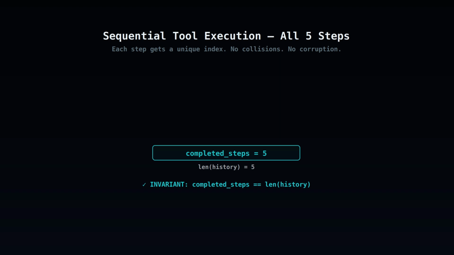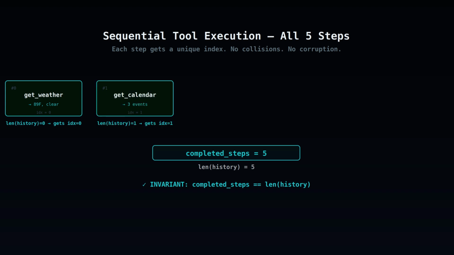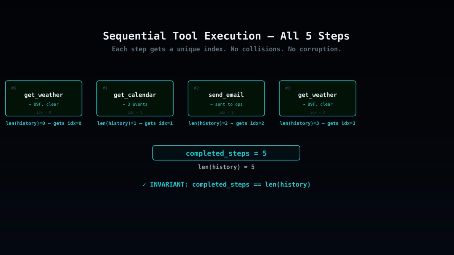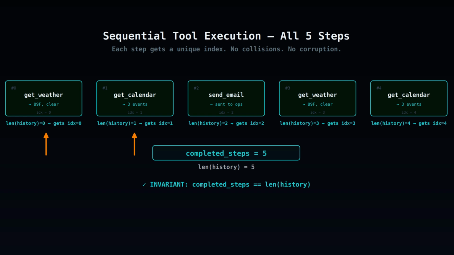In the sequential version of this agent, this function is called one at a time. Tool 1 finishes. Record result runs. Tool 2 finishes. Record result runs. Tool 3, Tool 4, Tool 5. Each call has the complete up-to-date state. When Tool 1 finishes, the history length is 0. It gets index 0. History length becomes 1. Counter becomes 1. Tool 2 reads length 1, gets index 1. Appends. Counter becomes 2. This is correct. It's boring. It's reliable. It's also slow. 0.7 seconds. In production at scale, that latency adds up.